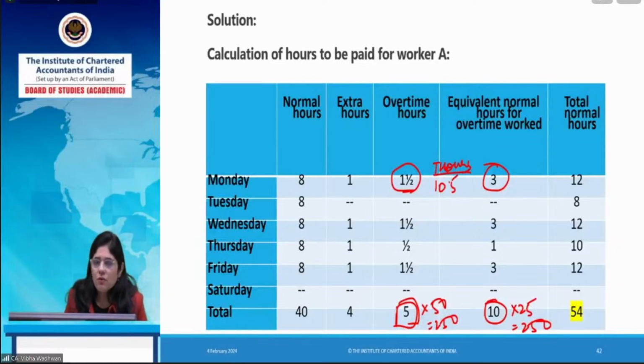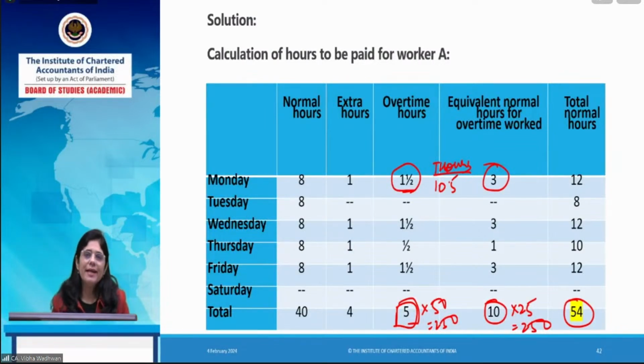DA also you have to take at the double rate. So you can take the hours as 54 only. Equivalent rate you can take. All right. So let's do it this way only, the way you have the presentation in your study material. Otherwise, you will get confused later.